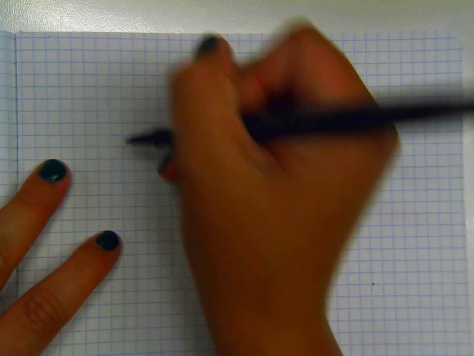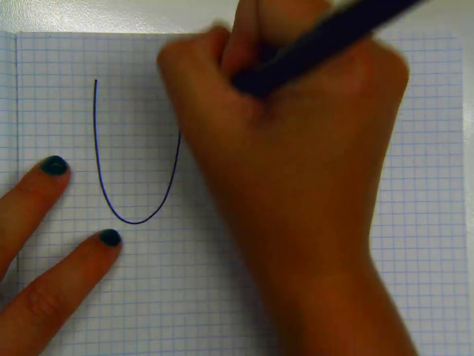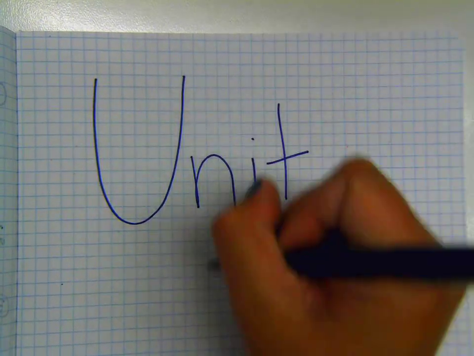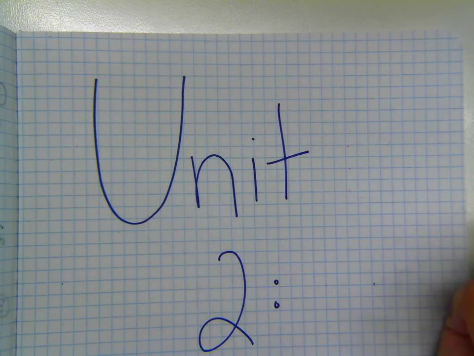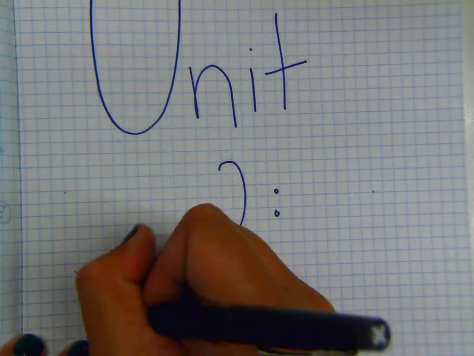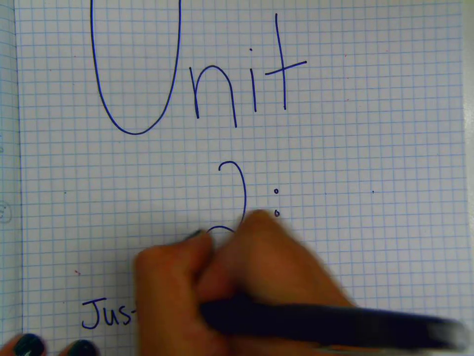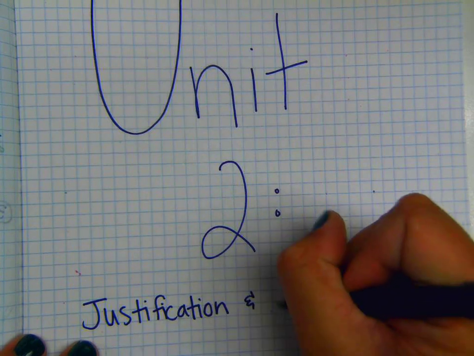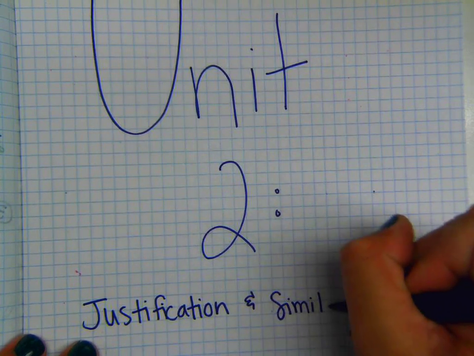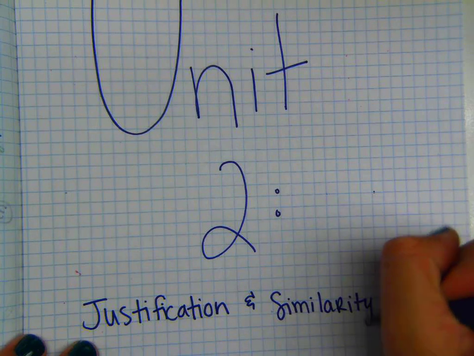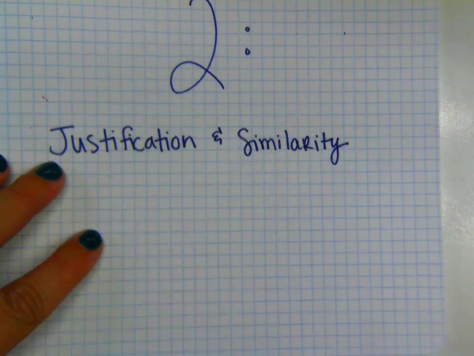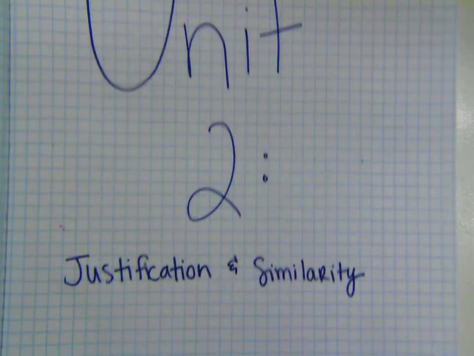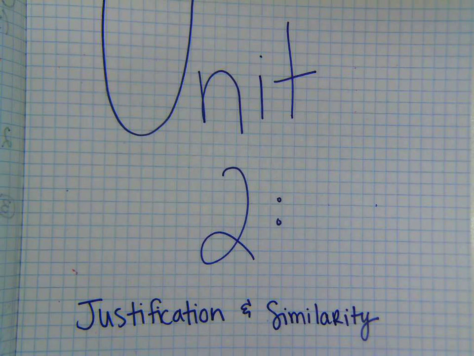Okay, so now we're going to start Unit 2. On page 9, I'm going to write Unit 2, and this unit is on justification and similarity. And this is page 9. So, Unit 2, Justification and Similarity on page 9.